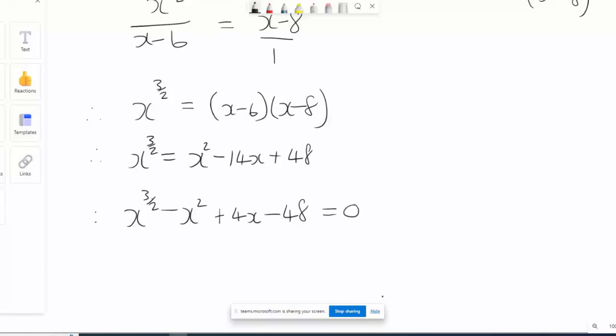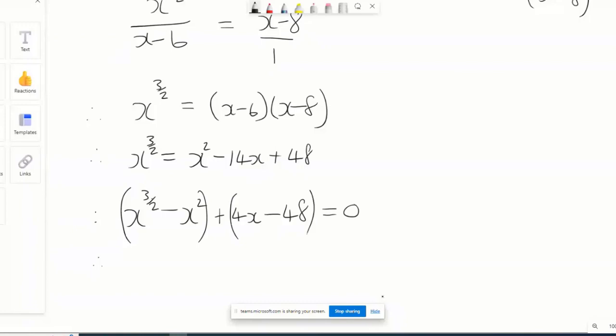And then you're going to group them. Okay, I agree. Which ones would you group? Which two terms at a time would you group? X to the power 3 over 2 and x to the square together, and the 14x and the 48. I was probably going to do the same thing.